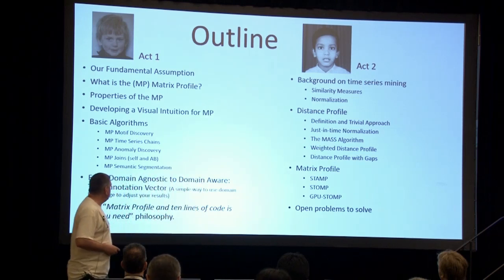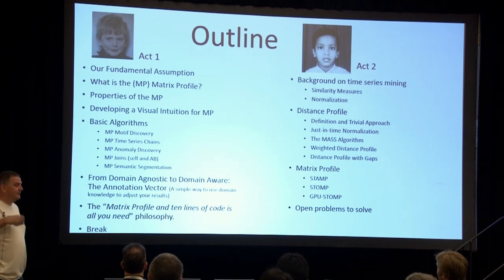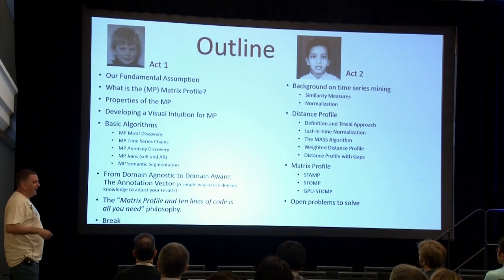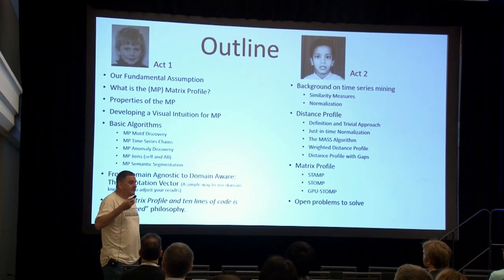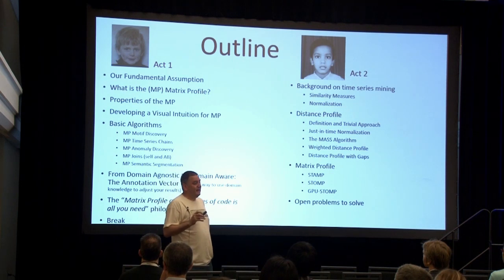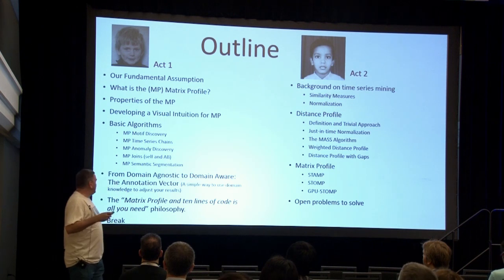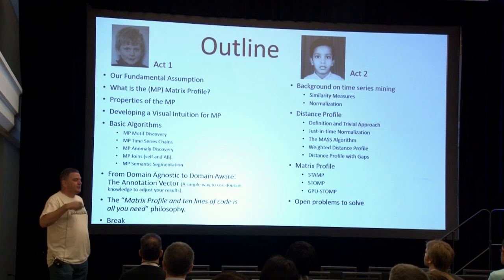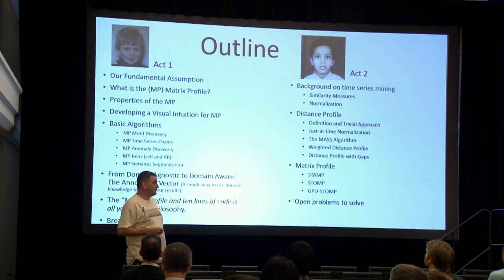So here's the outline for today. In the first act, that's me, I'm going to talk about our fundamental assumption, which is actually very limited and very reasonable. And then the meat of this, what is the matrix profile? I'll describe properties of it, and we'll develop a visual intuition for it. It's a data structure that you can look at and has nice visual interpretations and intuitiveness. And in fact, that may be all you need for many problems. You might be done at that point. But then we'll show you that we can use this matrix profile to build lots of really clever algorithms. Chain discovery, causality discovery, motifs, anomaly detection, so on and so forth.